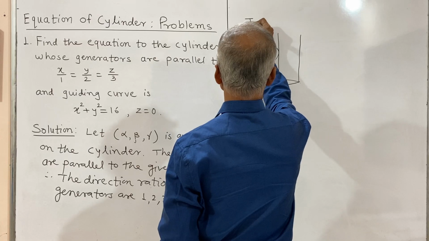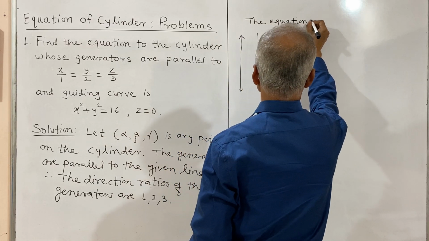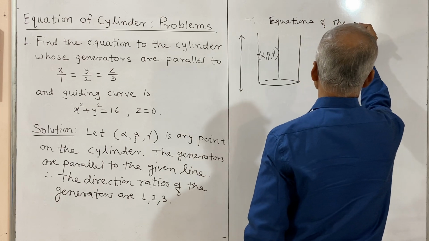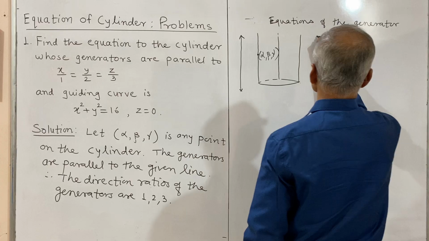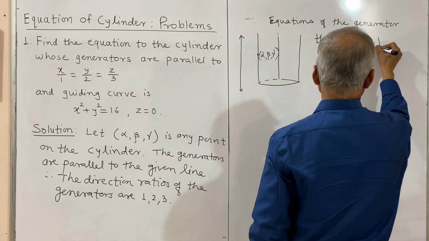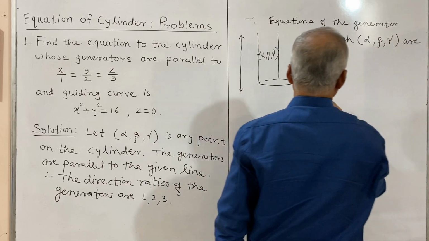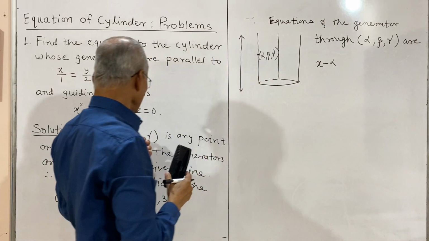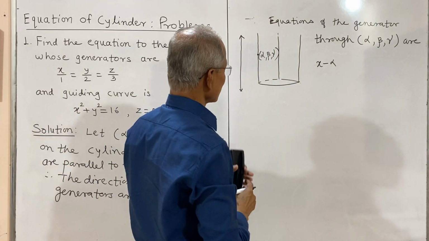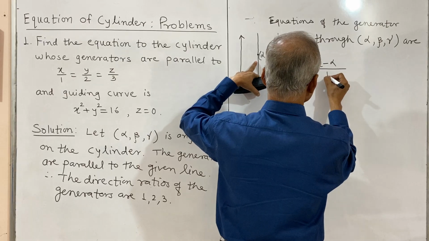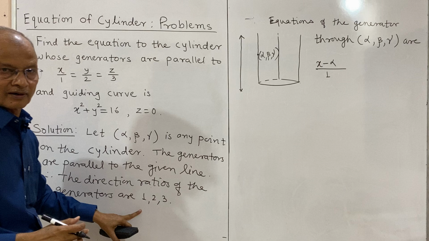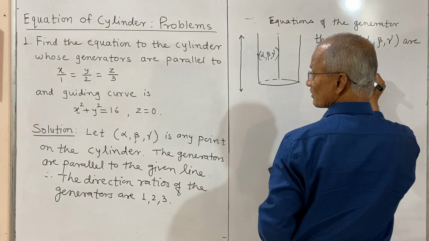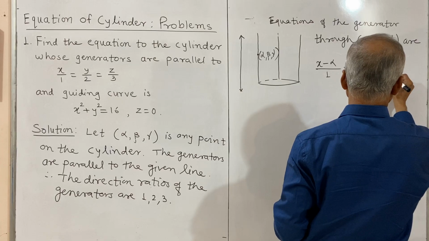Therefore the equations of the generators through alpha, beta, gamma are, in symmetric form, since it is not fixed and any generator and any point on it can be selected: x minus alpha divided by 1, is equal to y minus beta divided by 2, is equal to z minus gamma divided by 3, the direction ratios of the generator being 1, 2, 3.